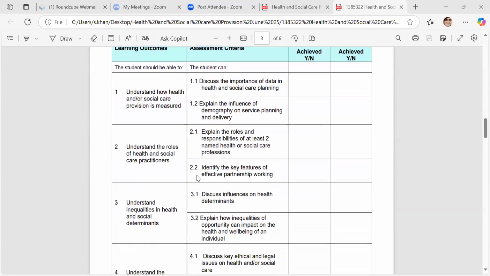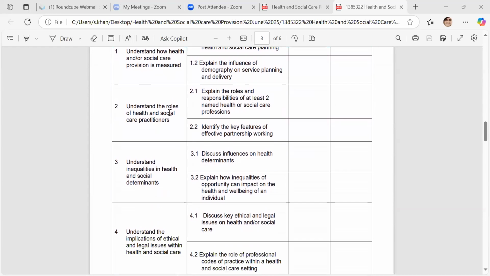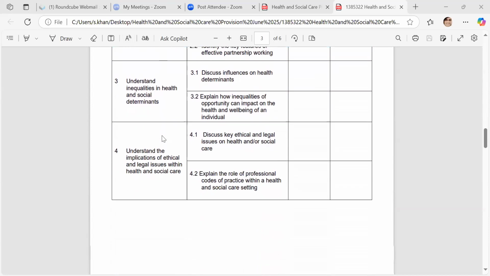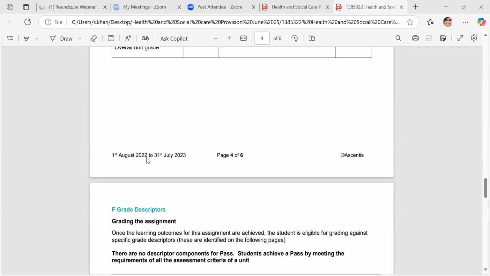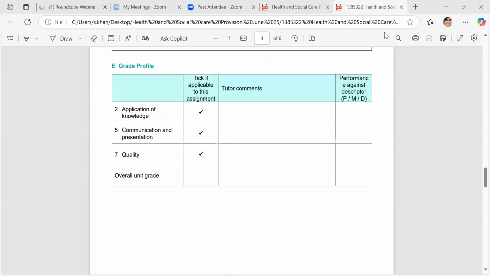We're going to be looking at four learning outcomes. The first one is to understand how health and social care provision is measured. The second learning outcome is to understand the roles of health and social care provision practitioners. The third is to understand equalities in health and social care determinants. And the fourth is to understand implications of ethical and legal issues within health and social care. There'll be one session tomorrow as well. This is just the assignment stuff which we'll look at later on anyway, okay?